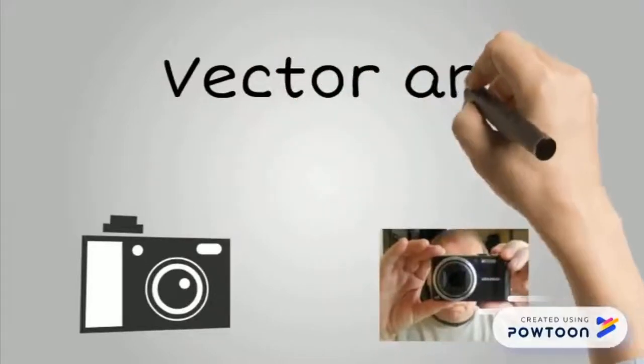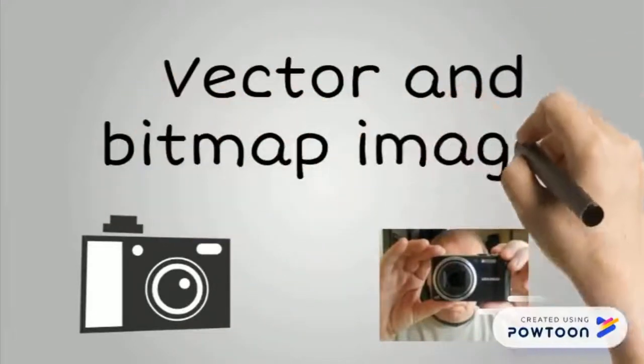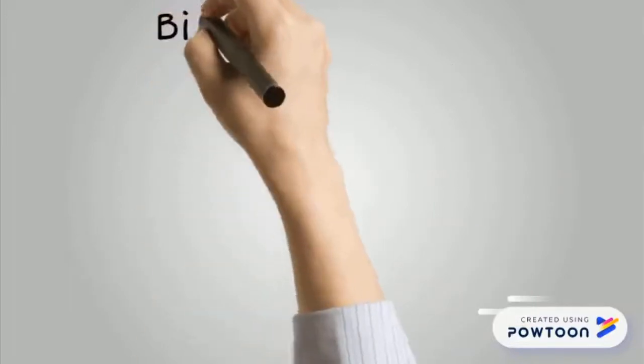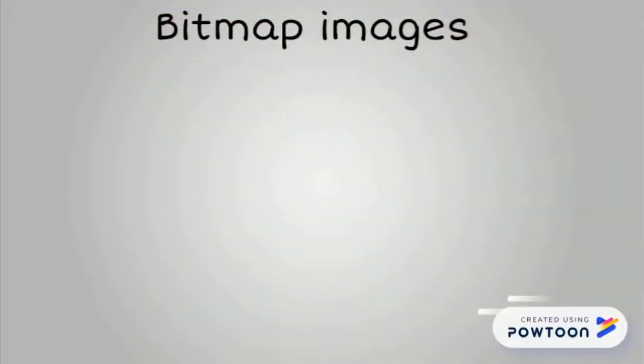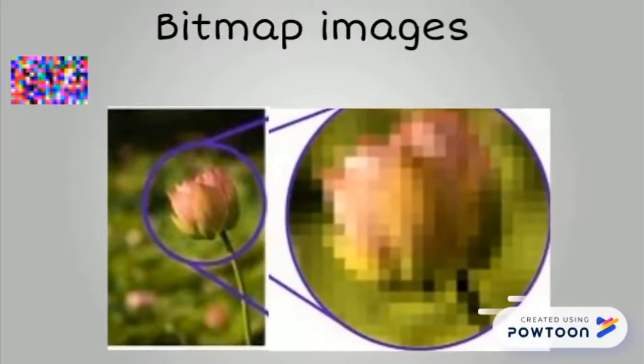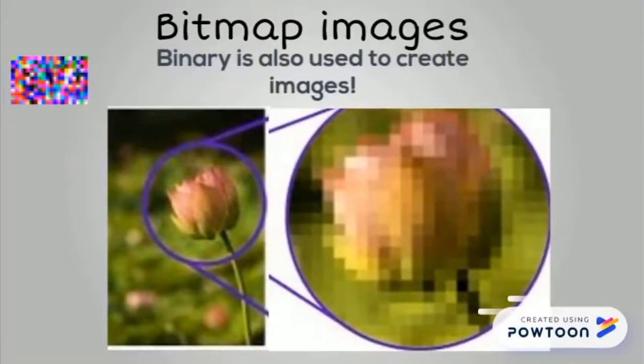Now let's take a look at vector images and bitmap images. First, we will classify what each of them mean. Bitmap images are images that have an amount of squared pixels in a grid that make up the picture. For example, we have this picture. When we look at it zoomed out, it just looks like a solid image. But when we zoom in, we can see the many pixels making up this picture.